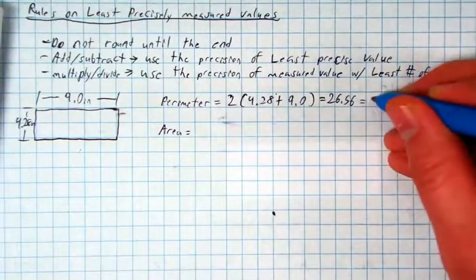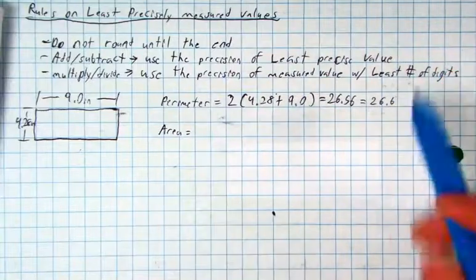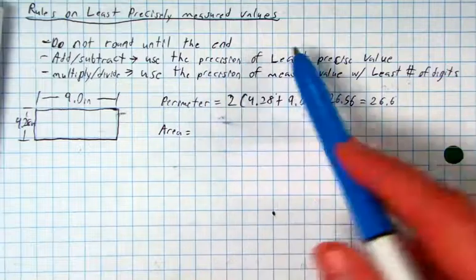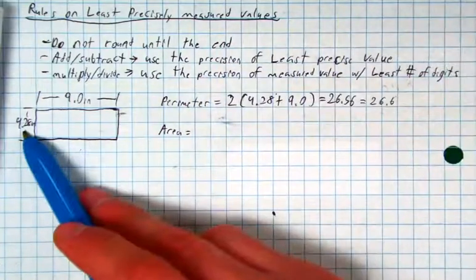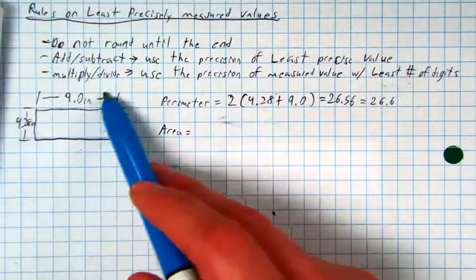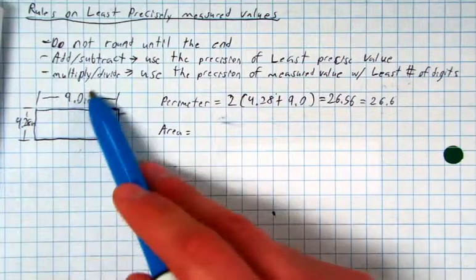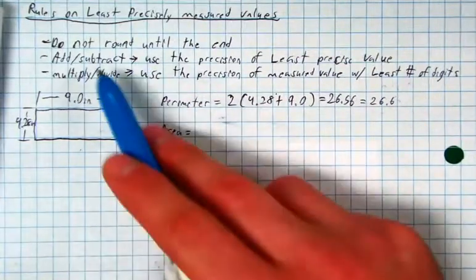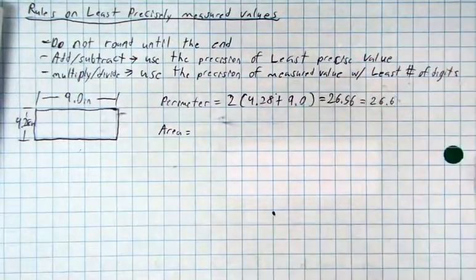26.6. Very good. We'd round to the number with the precision of the least precise value. I've got two numbers. This rounds to the first decimal place. This rounds to the second decimal place. This number is less precise. We're going to use that precision, the first decimal place, when you are adding and subtracting.